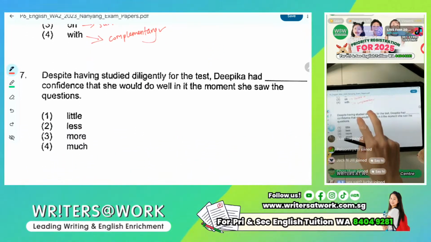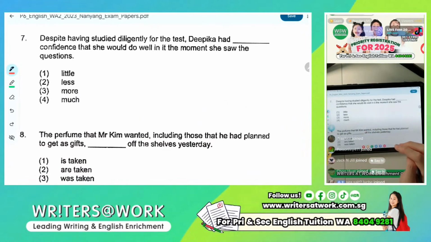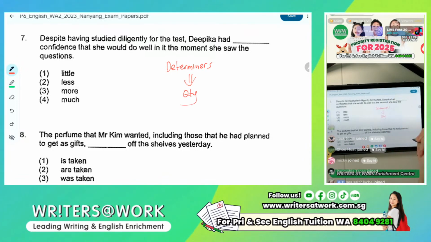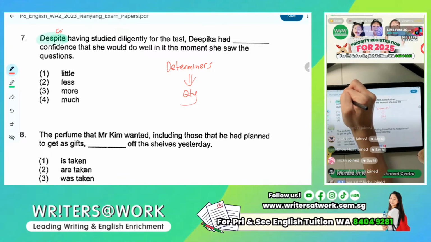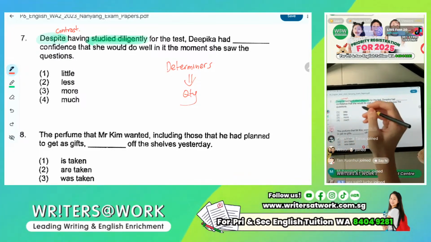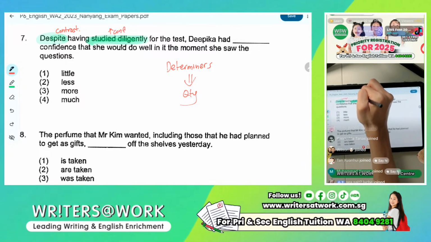Okay, let's take a look at question 7 now. Despite having studied diligently for the test, Deepika had ___ confidence that she would do well the moment she saw the questions. So over here, we are interested in determiners. These are words that show the quantity of something. We observe that the sentence starts with a word that shows contrast. And there was a fact here where she studied diligently and there's a contrast. One thing at a time. When you study diligently, that means your confidence will have increased greatly.